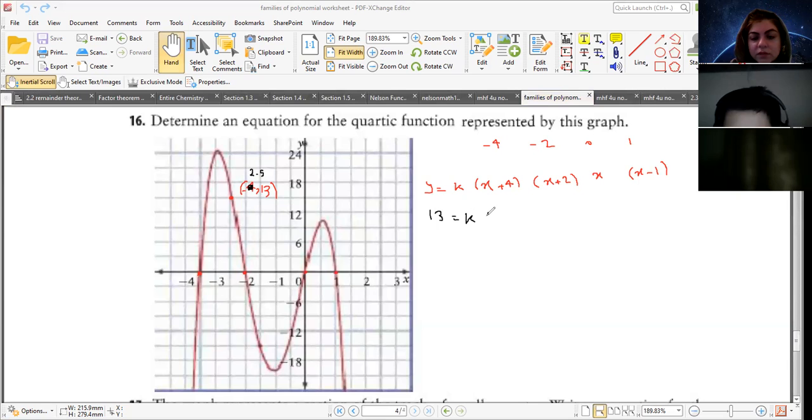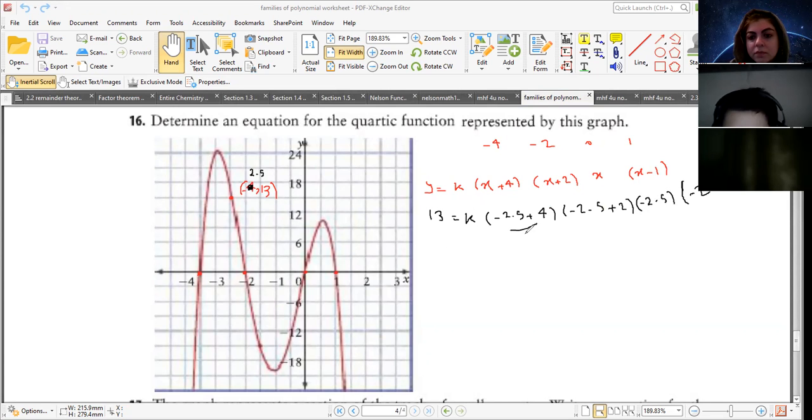For x, I put -2.5 plus 4, -2.5 plus 2. Here is 2.5, -2.5, right? And here is -2.5 plus -1. So you just need to find the value of k for me.